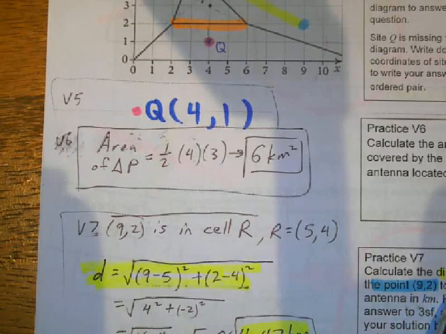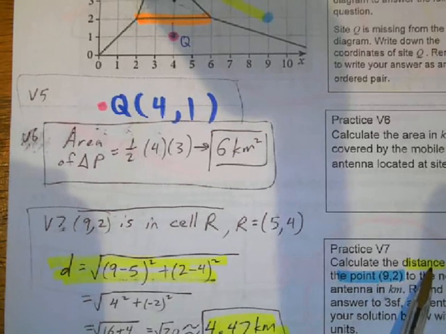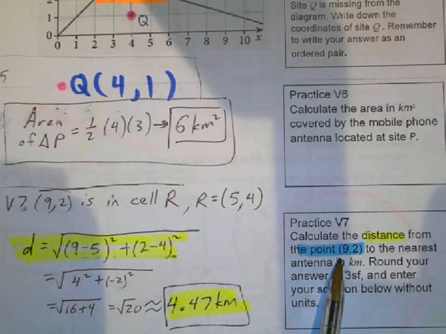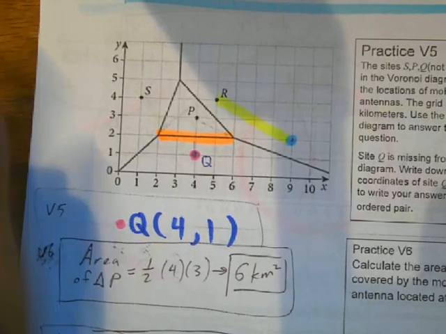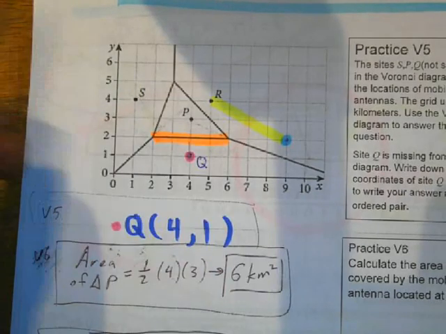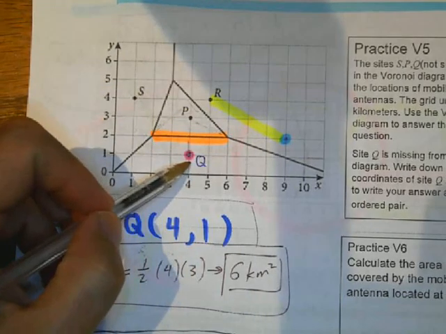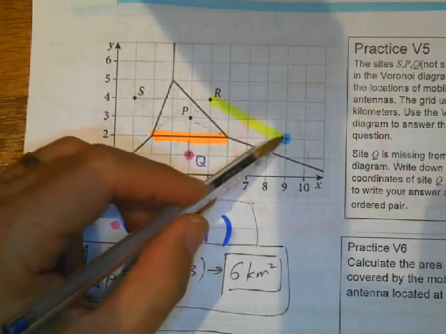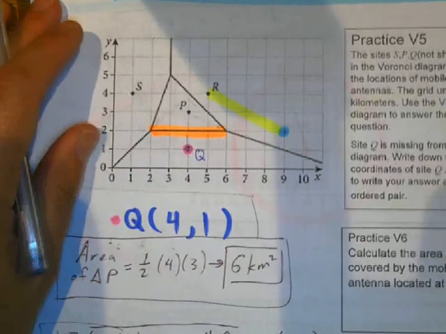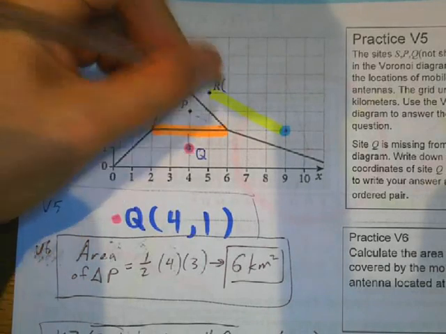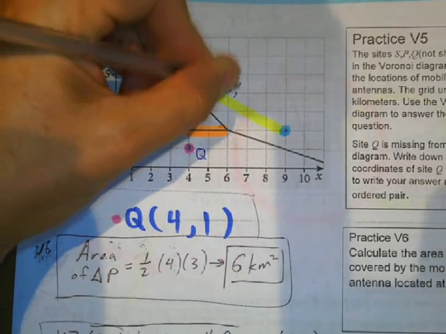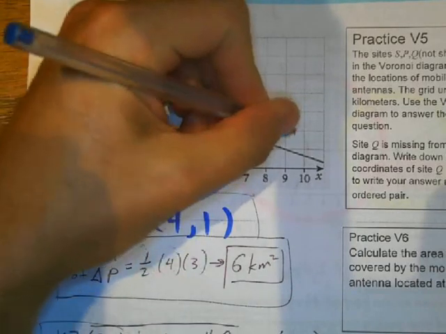And then lastly, it says calculate the distance from 9, 2 to the nearest point. And so 9, 2 is right here. And if you look here, you can automatically tell, look, it's in cell R, so it's not going to be closer to Q. So I don't need to figure out this distance. I just need to figure out the distance to R. So R has coordinates of 5, 4, and here we've got 9, 2.